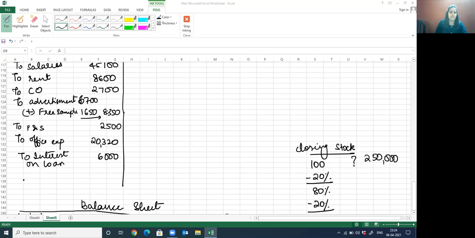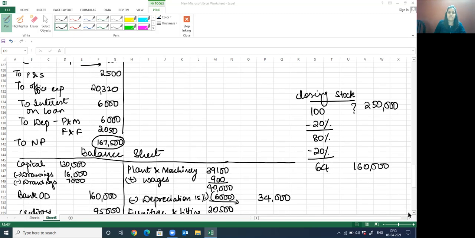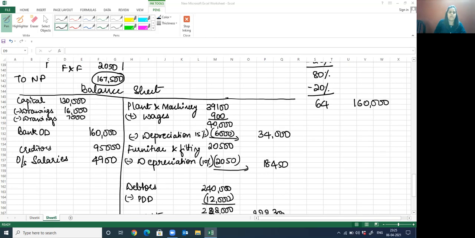So then you write to net profit. You find the balancing figure 1,67,600. Before this thing, we need to write the depreciation. Plant and machinery, we calculated 6,000. Furniture and fittings, we calculated 2,050. So then you can arrive at net profit 167,500. That should be added to capital in the balance sheet. So add net profit 167,500.